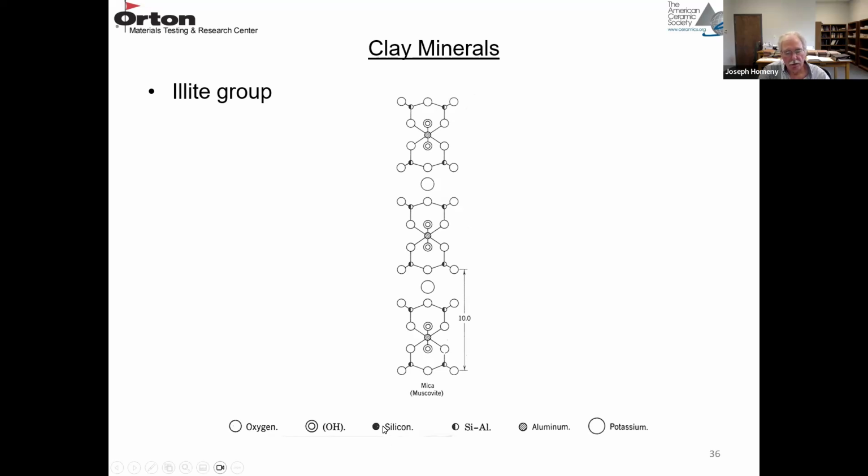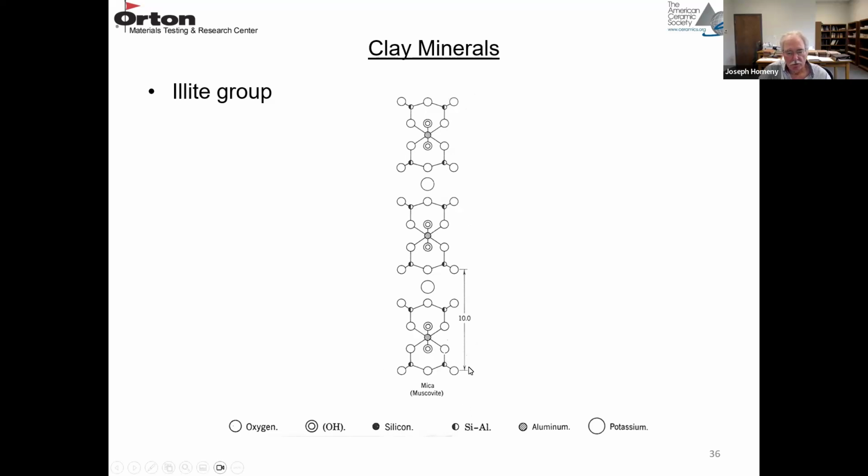Silicon would be a solid circle, but it's substituted. So half of this circle is dark, half is white. That's an aluminum substitution on a silicon site. It can be one or the other. Here's your aluminum and your aluminum layer. And now there's a potassium between the layers.